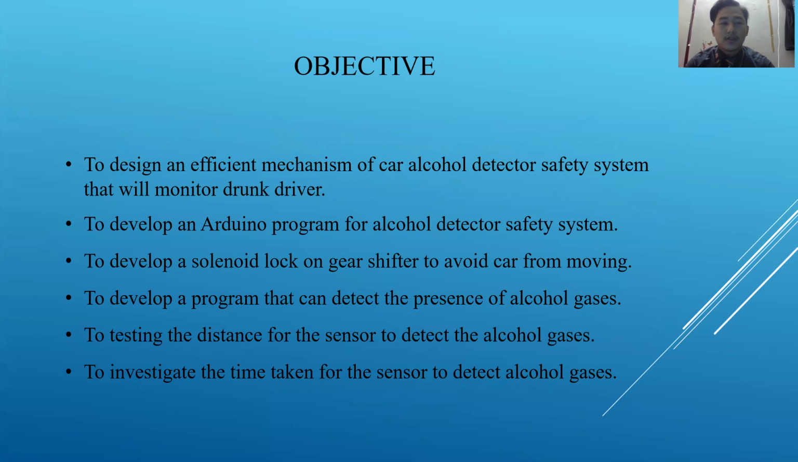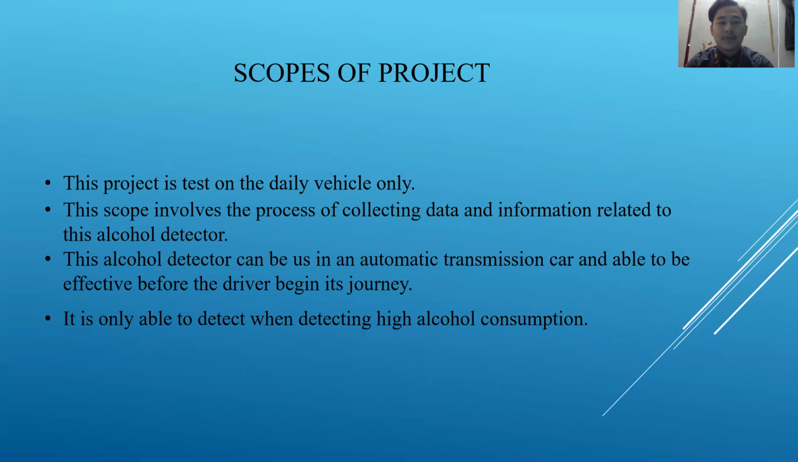The first objective is to design an efficient mechanism of a car alcohol detector safety system that will monitor drunk drivers, to develop an Arduino program for the alcohol detector safety system, to develop a solenoid lock on the gear shifter to prevent the car from moving, to develop a program that can detect the presence of alcohol gases, to test the distance for the sensor to detect the alcohol gases, and lastly to investigate the time taken for the sensor to detect alcohol gases. Scope of projects. This project is tested on daily vehicles only.